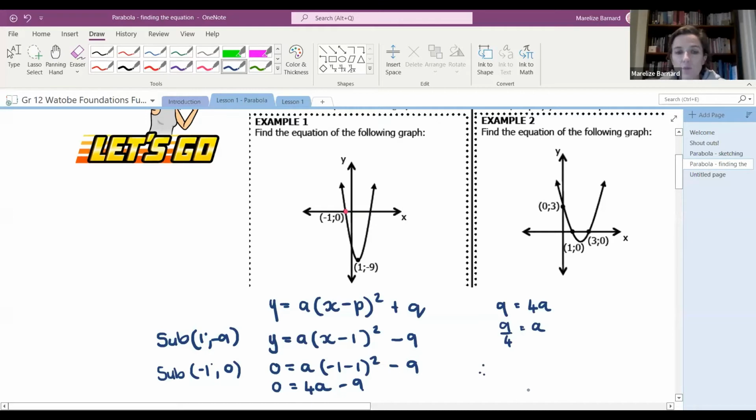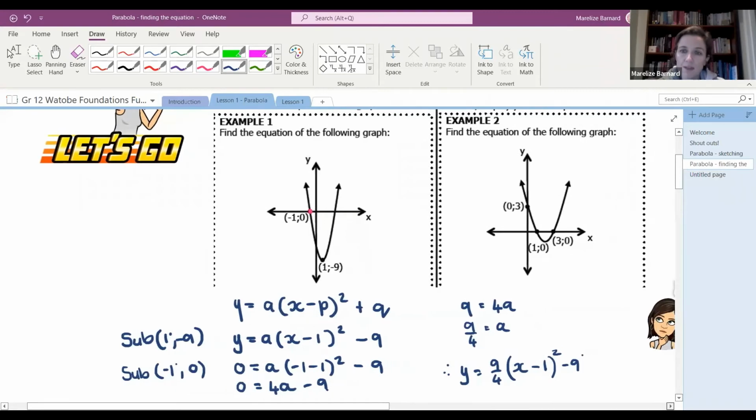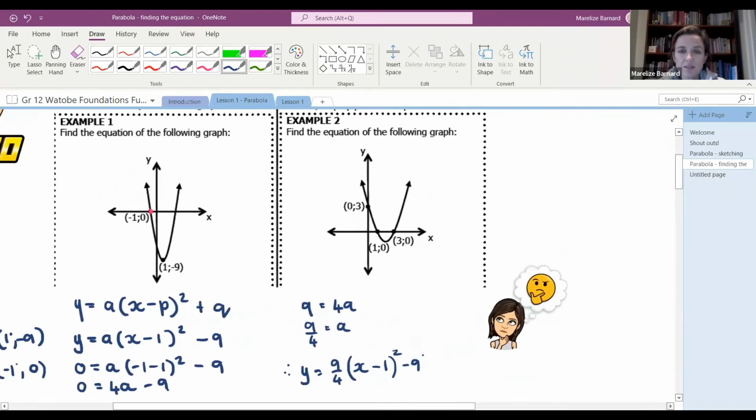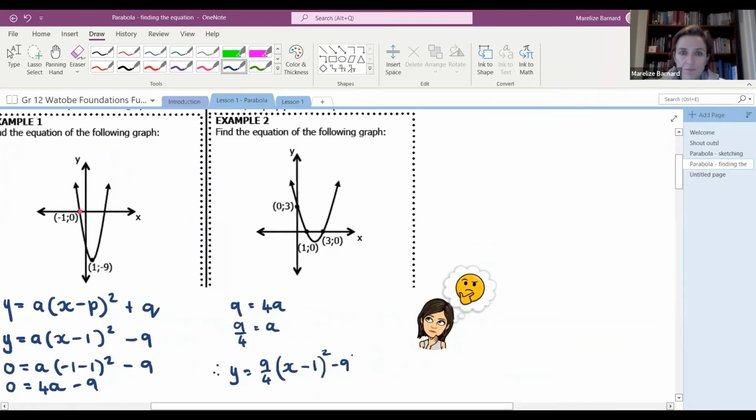And always end off by giving the full equation that you have just found with the A and the P and the Q. So that's 9 over 4 x minus 1 minus 9 squared. Okay, so that's my equation in turning point form. Easy stuff. We just sub in what we've got.